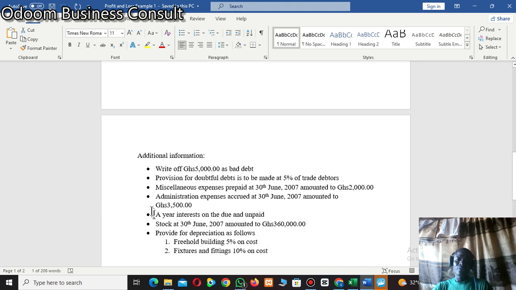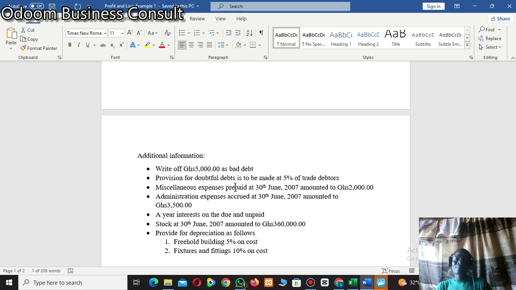Now let's come to the fourth one, which says that administration expenses accrued at the 30th of June 2007 amounted to 3,500. These accrued expenses are the opposite of what we have seen under prepaid expenses. Accrued expenses are the expenses whose benefit has been consumed in the current year, but the payment is yet to be made. Okay, so assuming the business is to make annual rental of, let's say, 3,000, and at the end of the current year, no payment has been made for that expense.